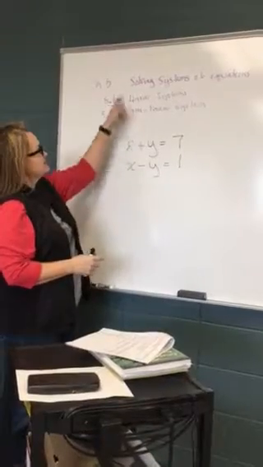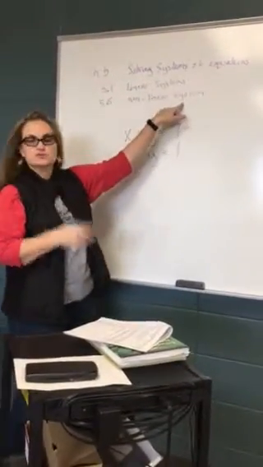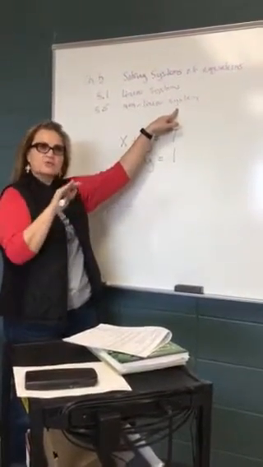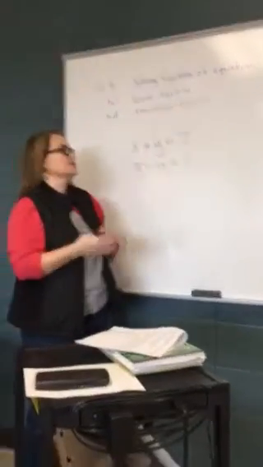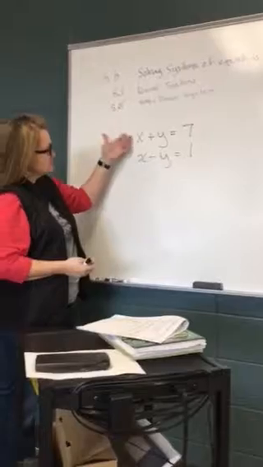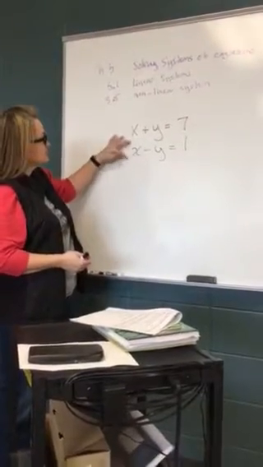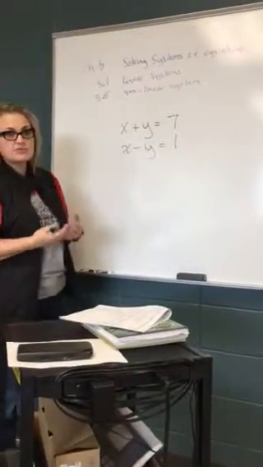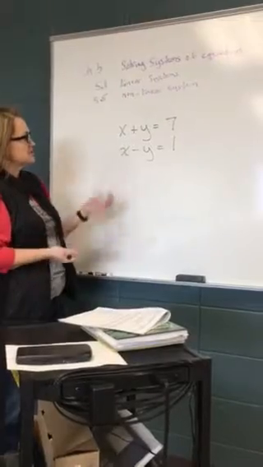In 5.5, it's the same idea, but they're nonlinear. So we might have a circle with a line going through it, so there could be more than one crossing point. All right, so to get us started, I've got a system of equations, two linear equations, and say we were looking for the solution to this system.